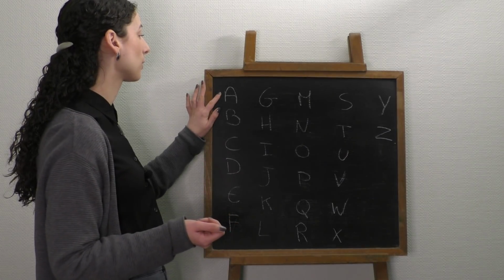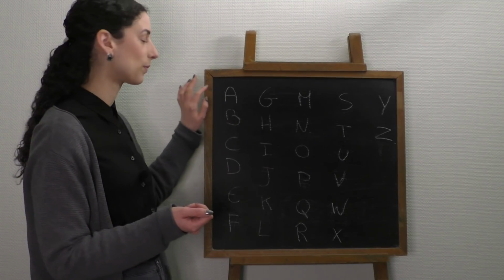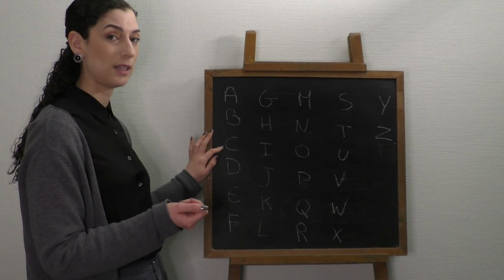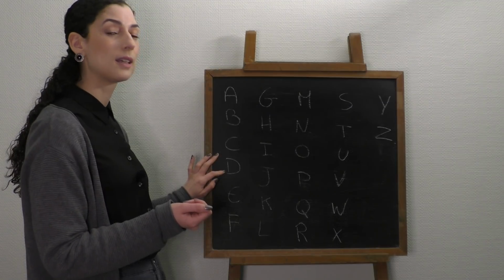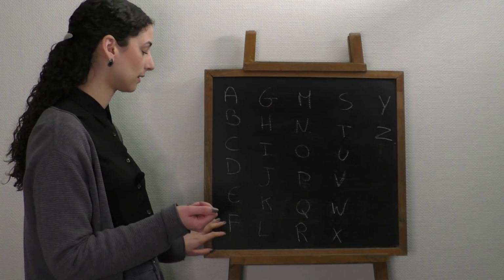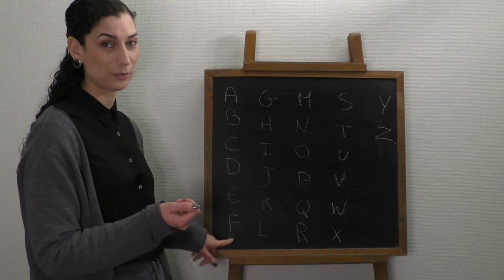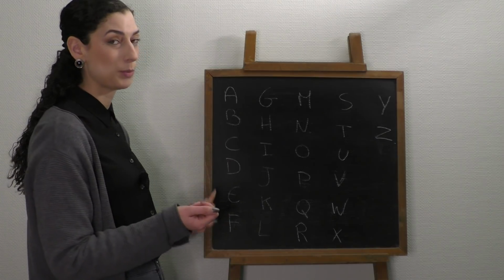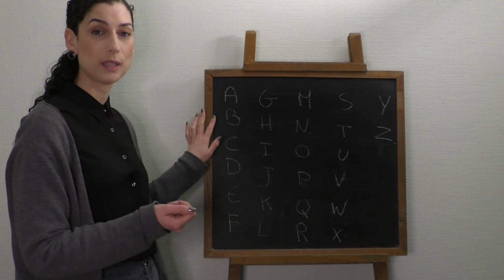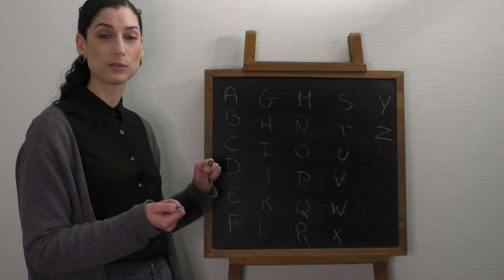Good, so we have A, B, C, D, E, and F. So at least the F is the same. I'm going to repeat the first row. A, B, C, D, E, F.